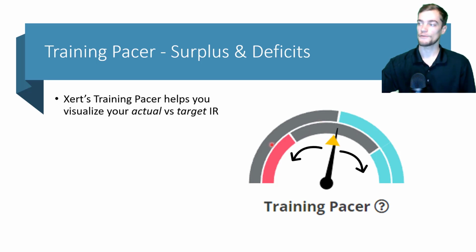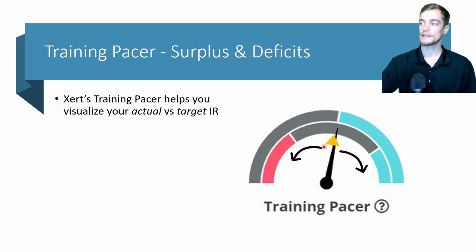On the outer half, you'll notice just two colors here. This gray band here indicates that as a general rule of thumb, if the needle is pointed somewhere in this gray region, Xert would say that training is recommended. And if the needle is pointing somewhere in this teal zone, Xert would say that training is optional. At this point, if the needle is pointed somewhere over here, you're actually a little bit ahead of your improvement rate, and so you don't have to train if you don't want to.